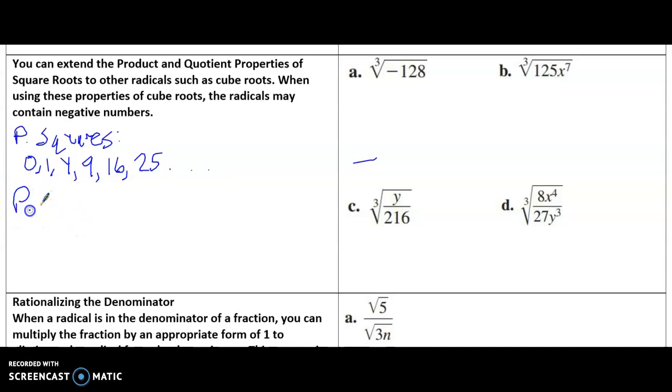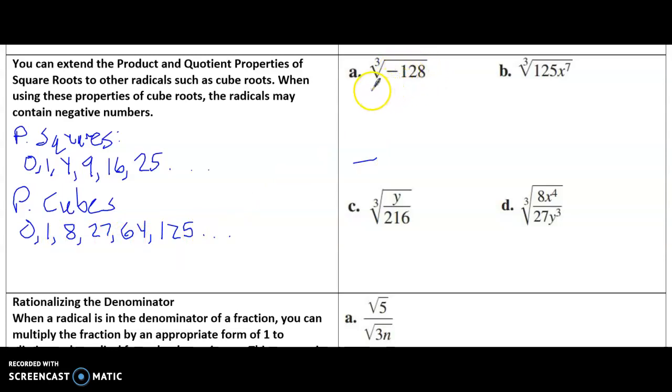Well, perfect cubes. Let's think about our perfect cubes. Once again, 0 is a perfect cube, because 0 cubed is 0. 1 is a perfect cube, because 1 cubed is 1. And then the next perfect cube is 2 cubed: 2 times 2 times 2, which is 8. And then you have 3 times 3, which is 9, times 3, which is 27. So 27 is 3 cubed. And then you have 64, which is 4 times 4 times 4. And then finally you have 125, which is 5 times 5 times 5. And this goes on and on. Okay, the point here is that we have to find a perfect cube factor of this.